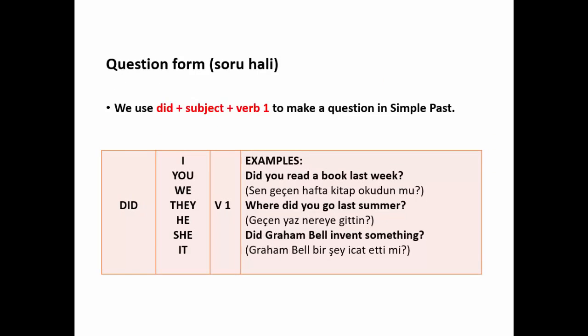The question form. We use did plus the subject plus verb 1 to make a question in simple past. We use did in the beginning of the question, then we use our subjects I, you, we, they, he, she, it, and then we add verb 1. The examples. Did you read a book last week?